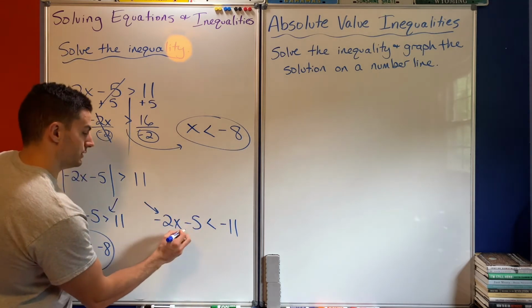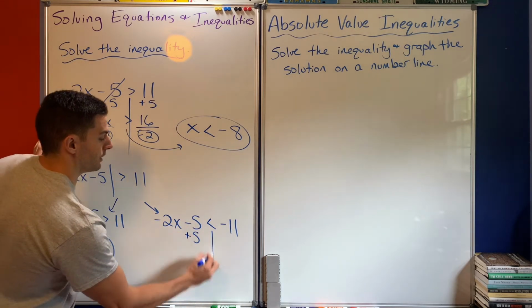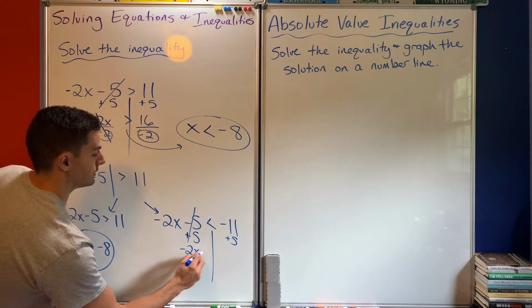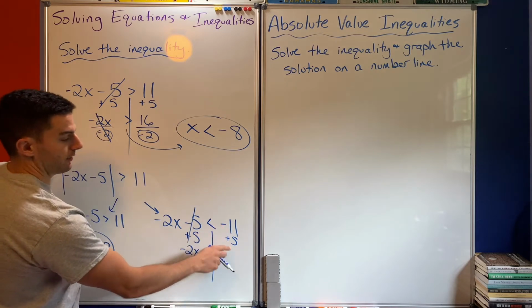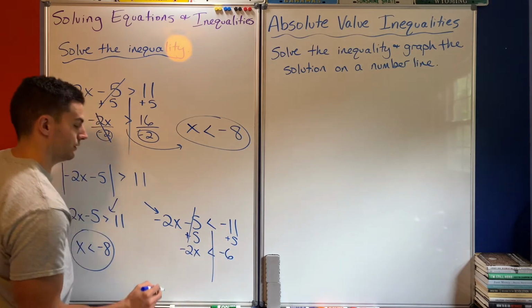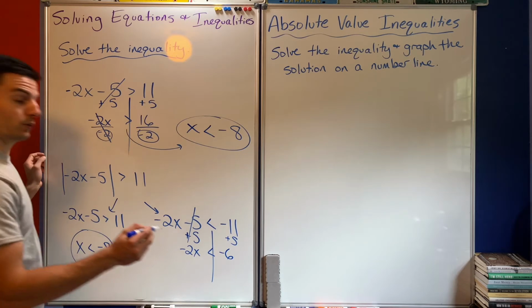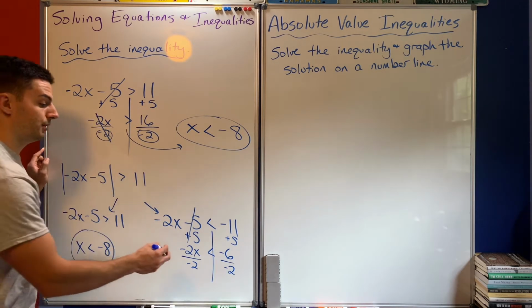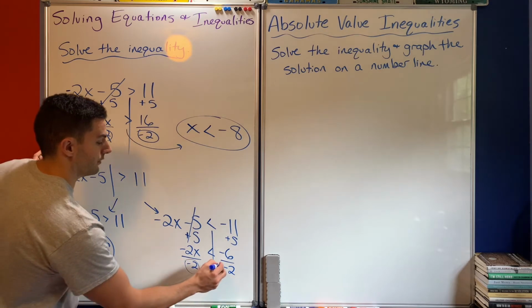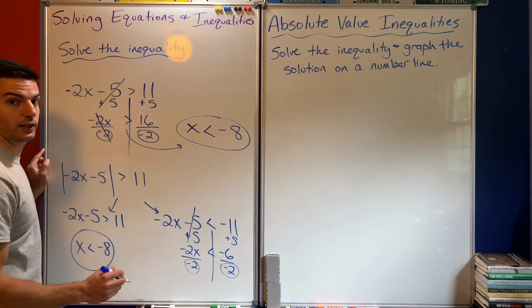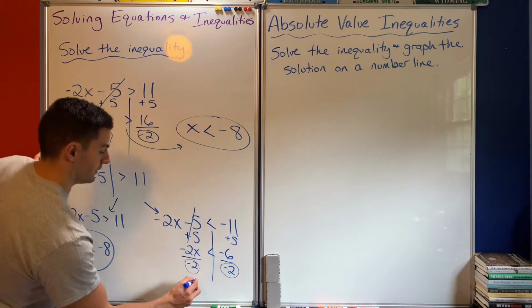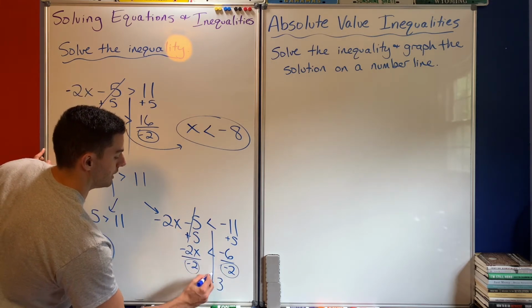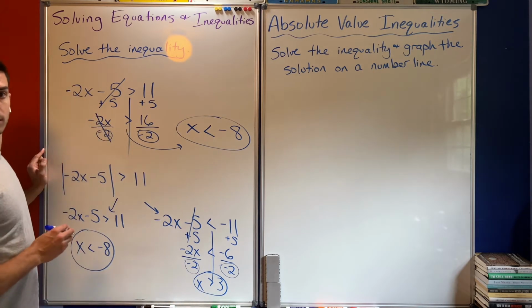Now I can solve this for x, so I add 5 to both sides, and I get negative 2x is less than negative 11 plus 5, which is negative 6, okay? But watch this. When I divide by this negative 2, the same rule still applies here as well. I'm dividing negative 2 from both sides, so I actually flip it back. So x is greater than positive 3 would be the solution for this one.